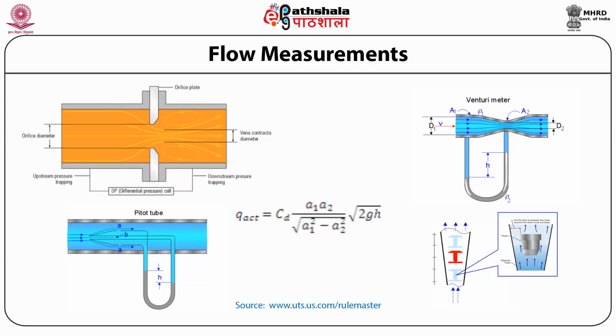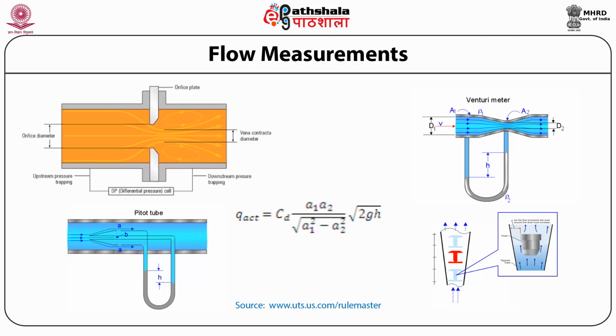One of the major applications of Bernoulli's equation is the design of flow measuring devices. Flow measuring devices are used to measure the flow rate of fluid. The common devices used to measure the flow rate, or we can call it discharge, are venturimeter, orifice meter, pitot tube and flow meter.